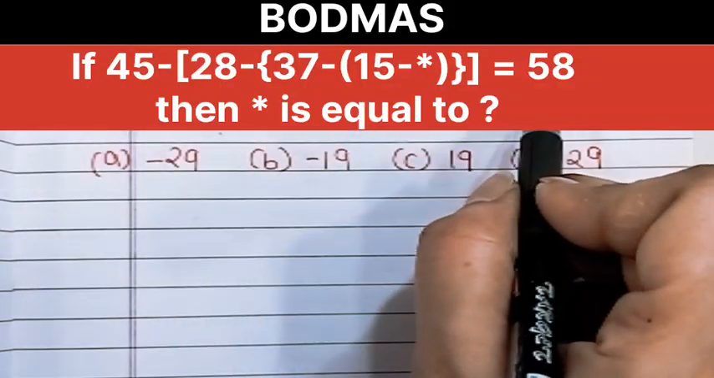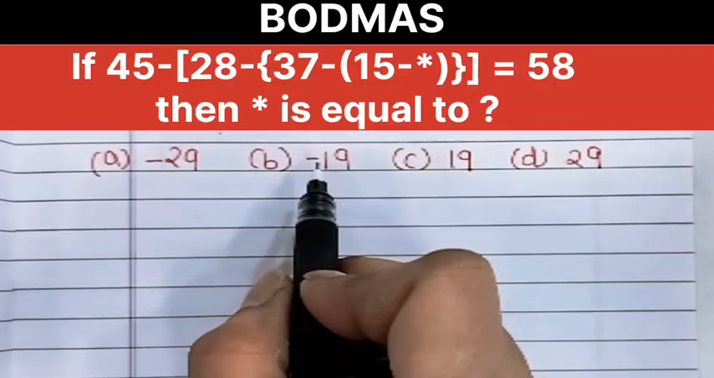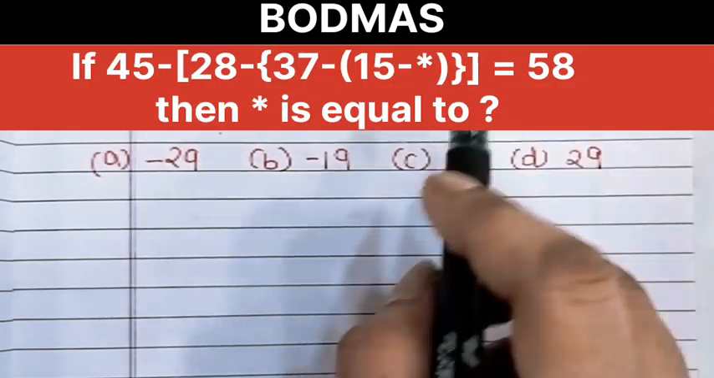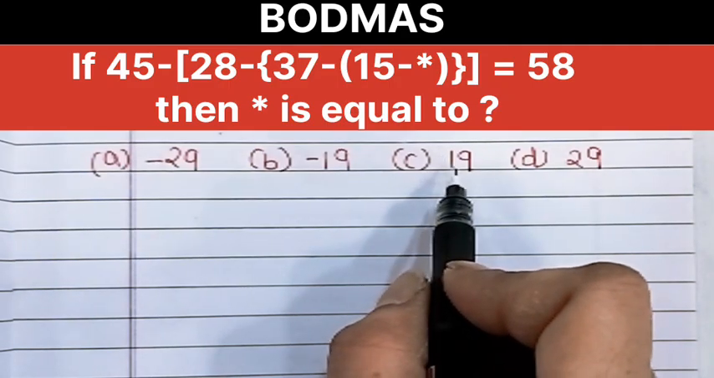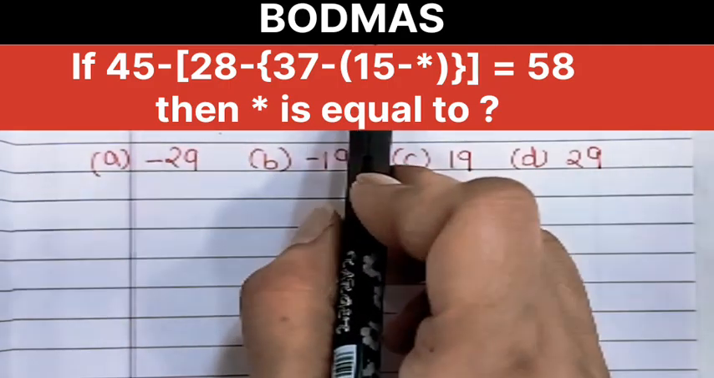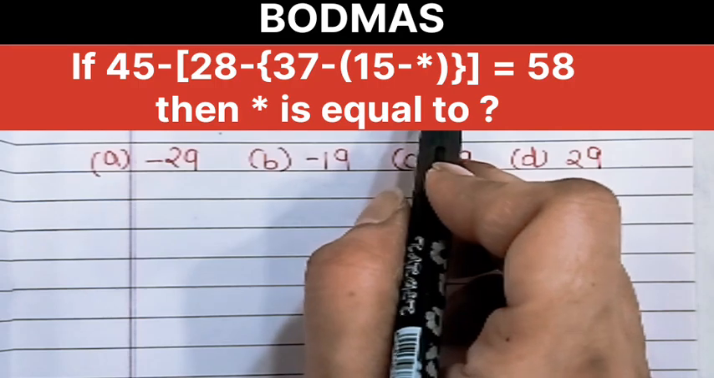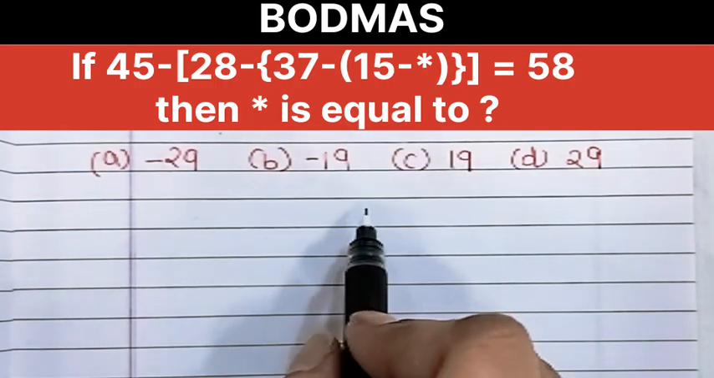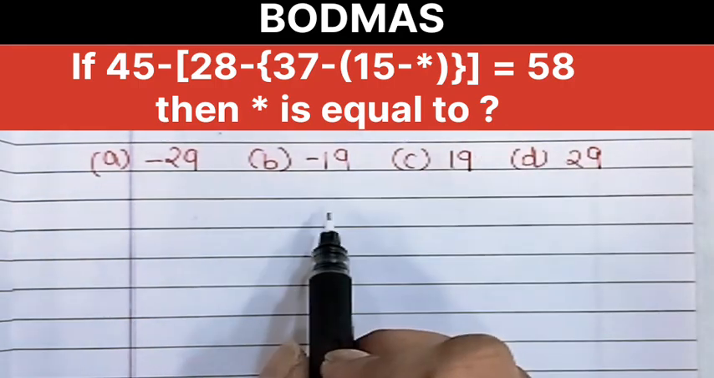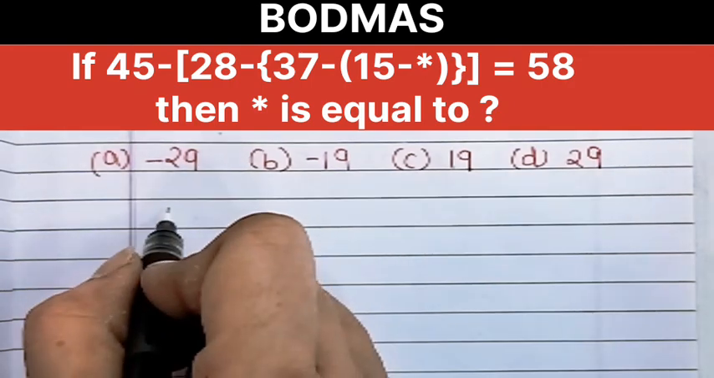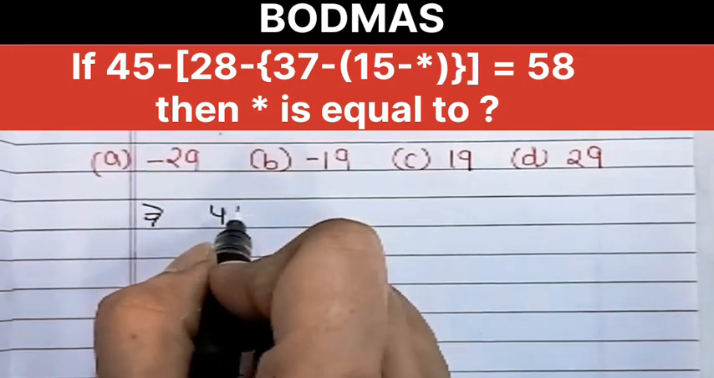So friends, as you can see here, to find the value of the missing number star, we use the BODMAS rule, which dictates the order of operations: bracket, order, division, multiplication, addition and subtraction. Let's replace the star with the variable x and solve the equation. So first we have to write the equation again.